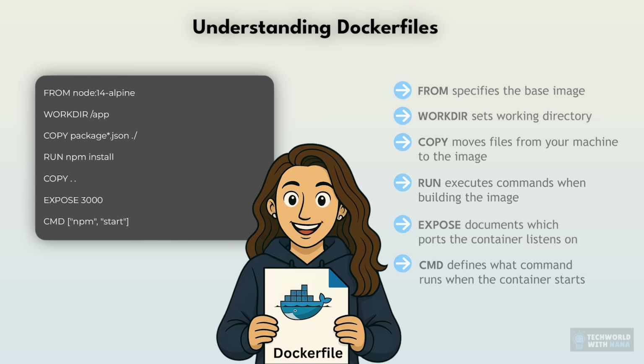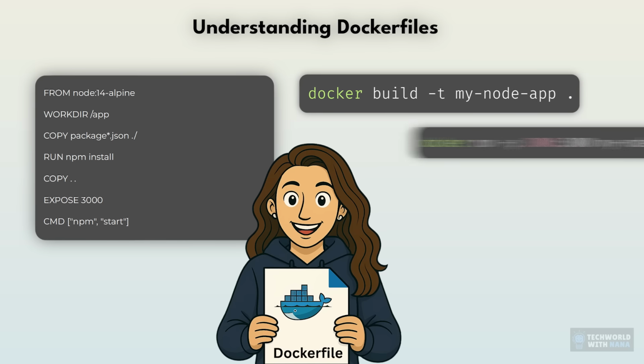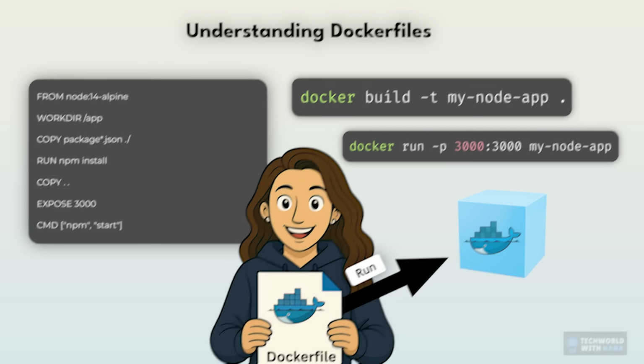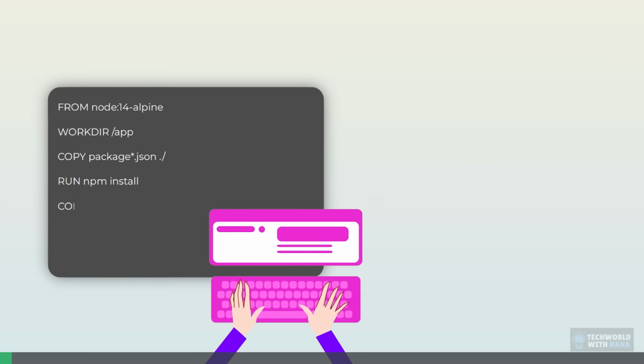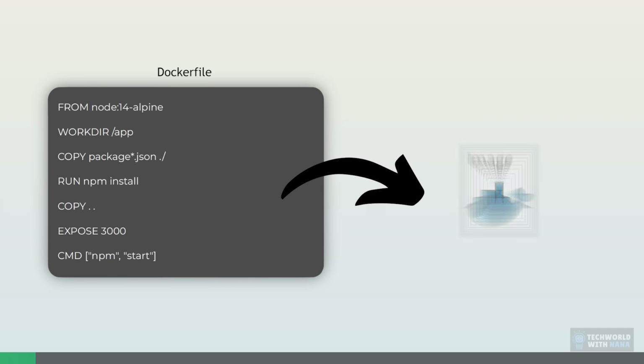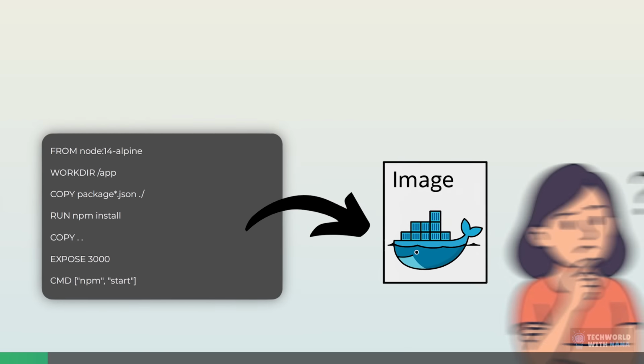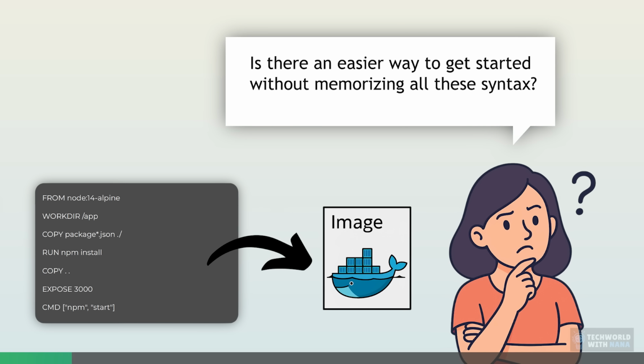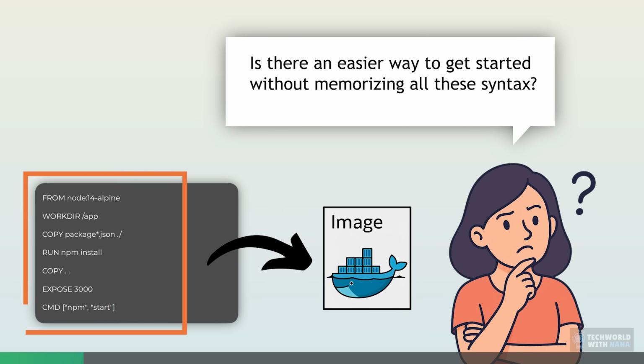Once you have a Dockerfile, with very simple Docker commands, you can build and run your own application image. Now that you understand the importance of writing your own Dockerfiles to create custom container images, you might be wondering, is there an easier way to get started without memorizing all the syntax?